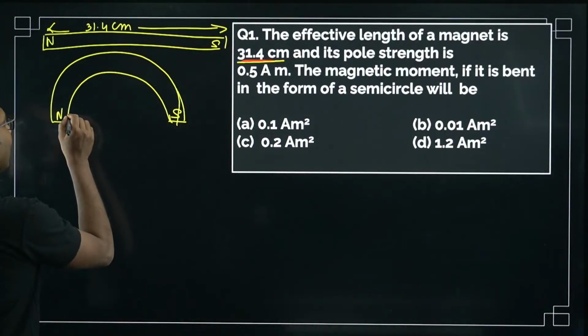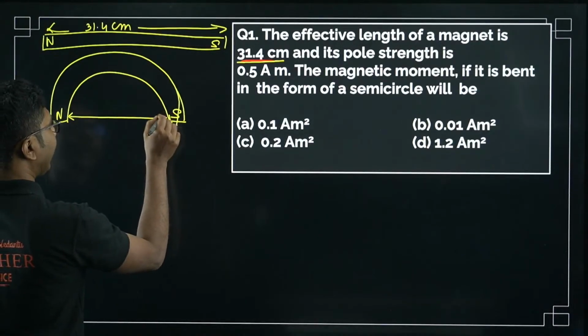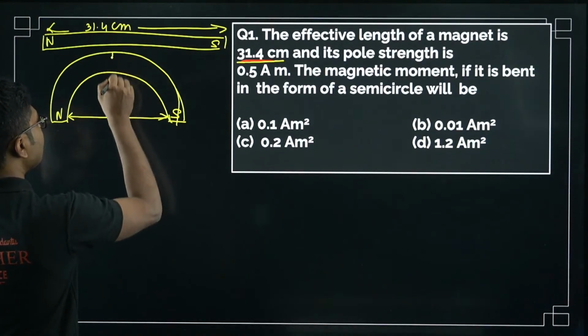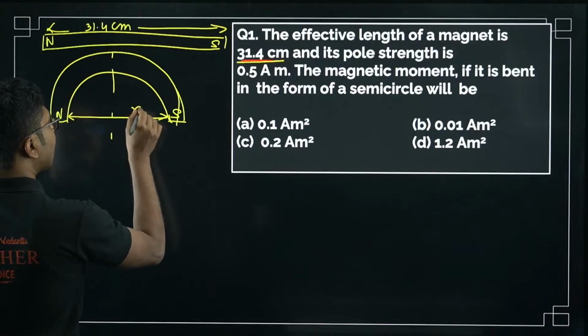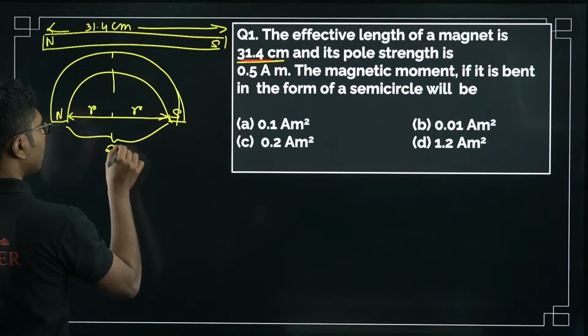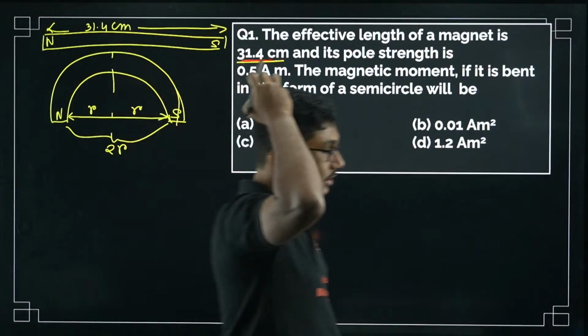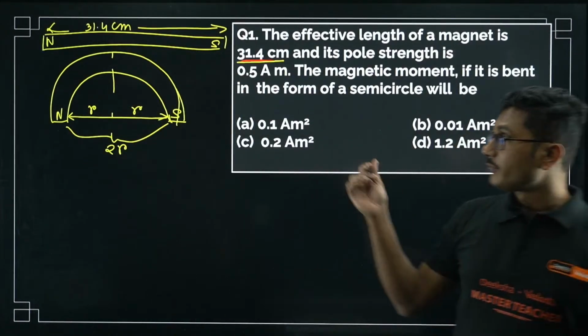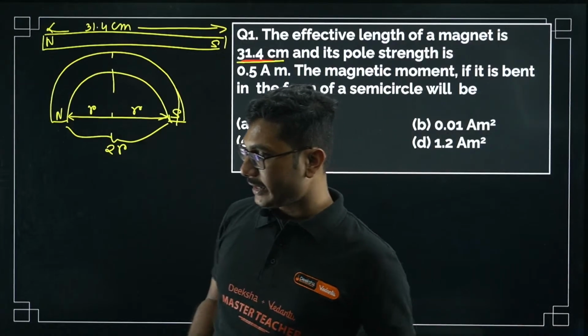What is the effective length? The effective length is this, right? So if you consider this to be a semicircle, if this is R, this is R, so the effective length is now 2R. So you have to calculate the radius of this new semicircular shape, then you can calculate.